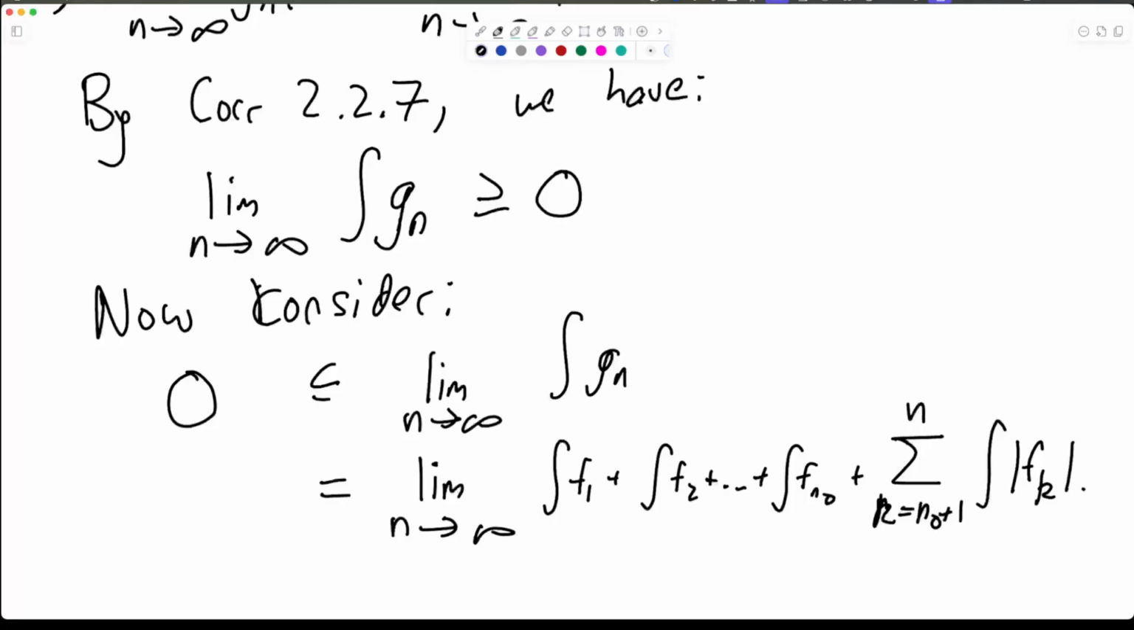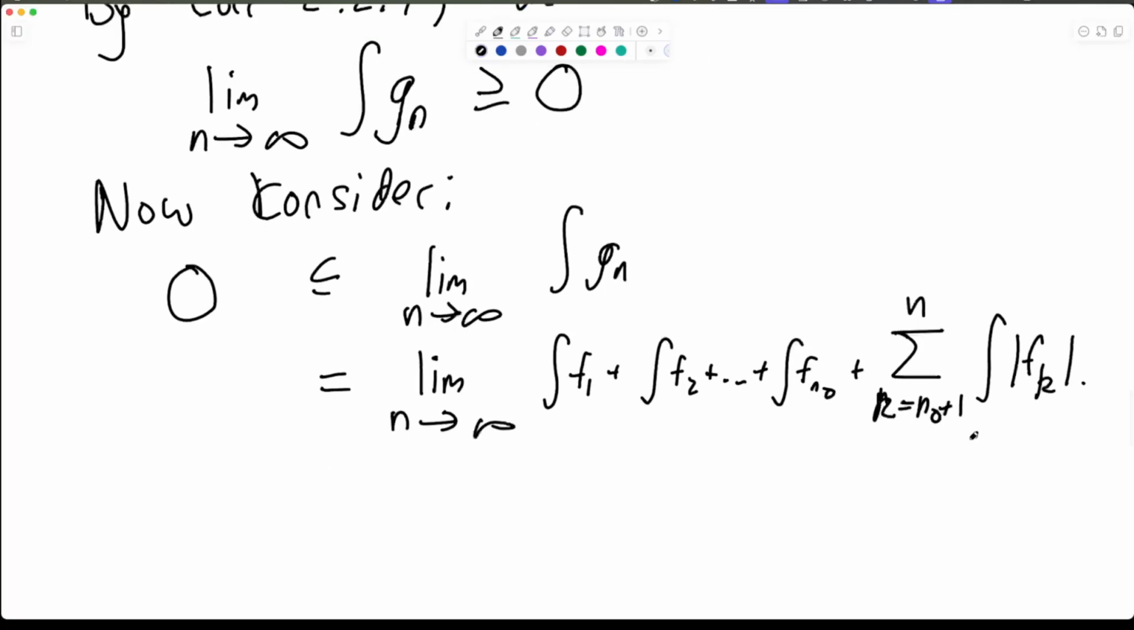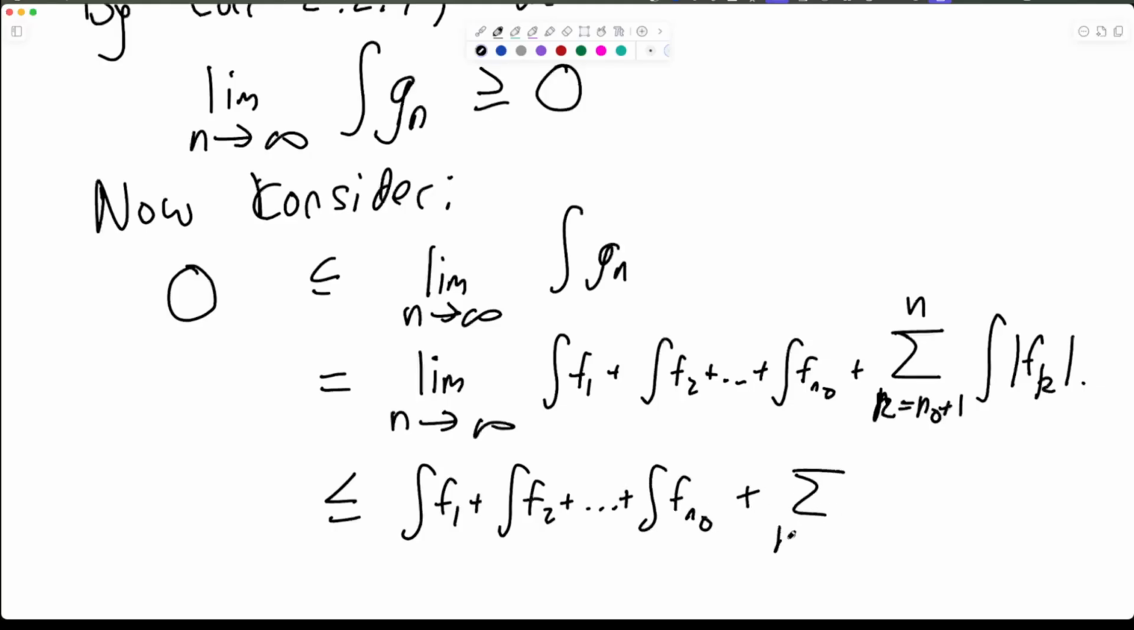Okay, and this thing, Gn, is a finite sum of step functions, so the integral of Gn is the integral of the finite sum. So for finite sums, it's okay to flip things around. So 0 is less than that, is less than this. And this thing is a sum that is increasing in n. It's only getting bigger and bigger the more you increase n, because the things you're integrating are positive. So I could just say it's less than the infinite sum. I could say less than or equal to the integral of f1 plus the integral of f2 plus the integral of f n naught, and then I have this infinite sum from k equals n naught plus 1 to infinity of the integral of the absolute value of fk. This was the thing that was less than epsilon over 2. We chose n naught to make sure that this whole thing was less than epsilon over 2.